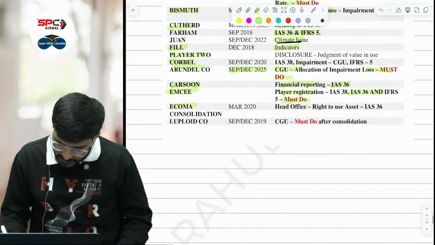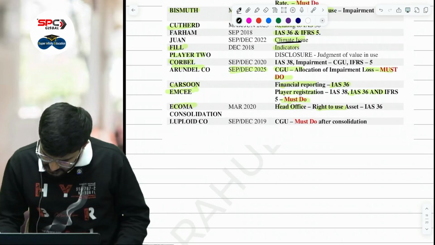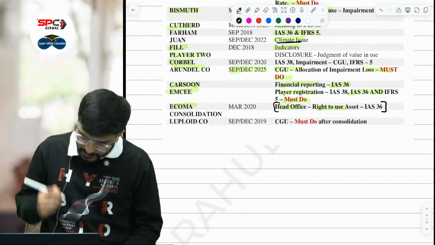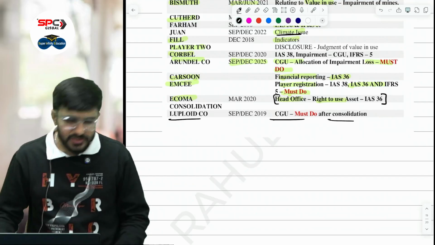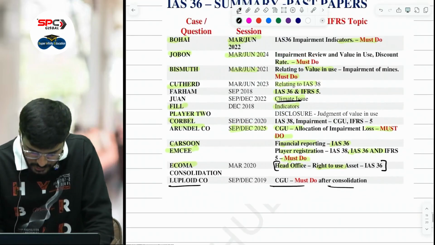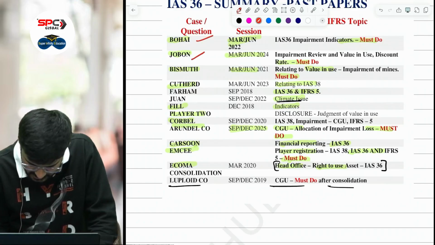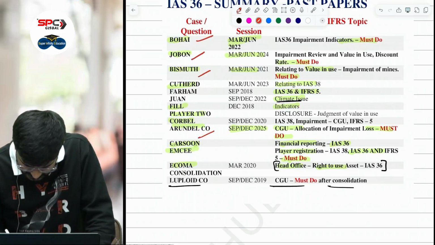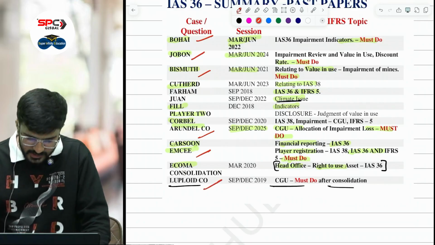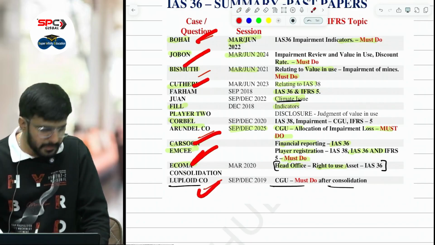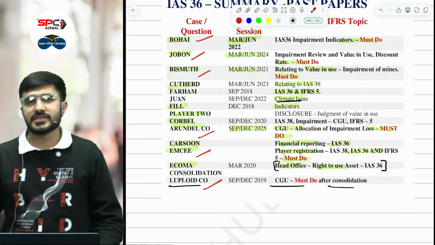Then coming to ACCA, you have a very small head office part in this, make sure that you do this. And then consolidation, as I mentioned, the Lloyd question must be done. So the must-do questions are this Bismuth company, this one and this one. These are the 6 must-do questions when coming to your IAS 36.